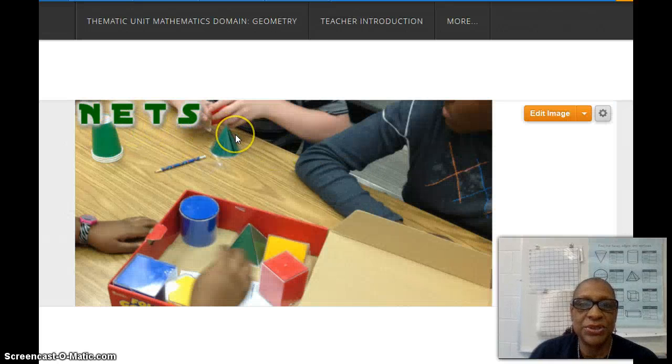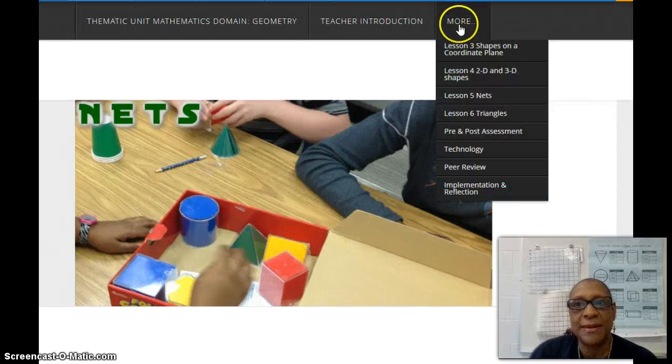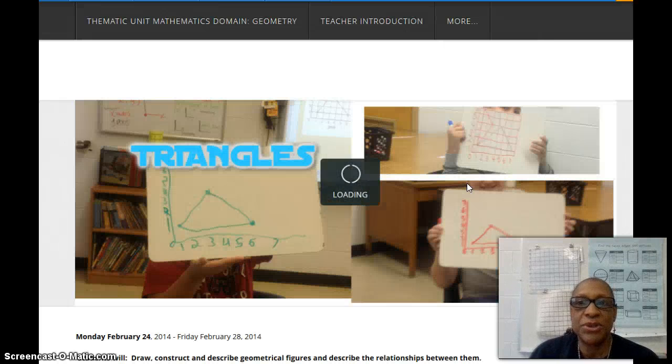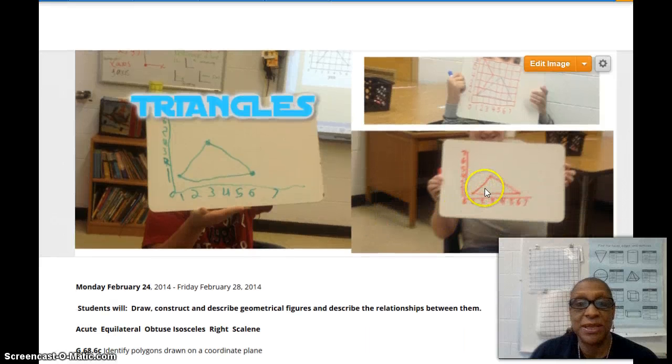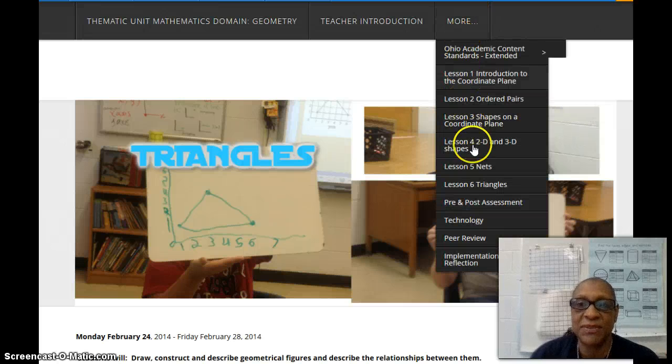Here again, students used and created nets. They opened them up to discover, when folding them, what 3D shape they would become. The last and final lesson for the domain of geometry that we discovered was triangles. Here you can see students creating triangles on their graphs on whiteboards with ordered pairs they were given, and it should have correctly formed a geometrical figure, a triangle specifically.